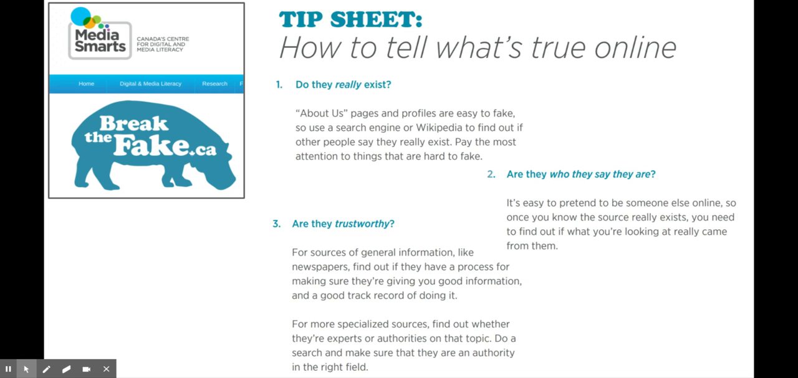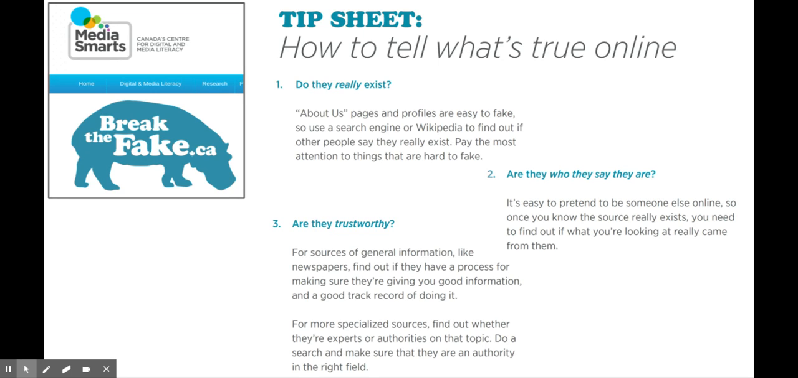And if you're working on that with your students, or maybe another teacher in your school is working on that, you may be able to get support from them, or from maybe a librarian in your school. But we thought this resource was quite good. Media Smarts. So how do you tell what's true online specifically? So some ideas there. Do they really exist? Look at the About Us page for whatever you're looking at.